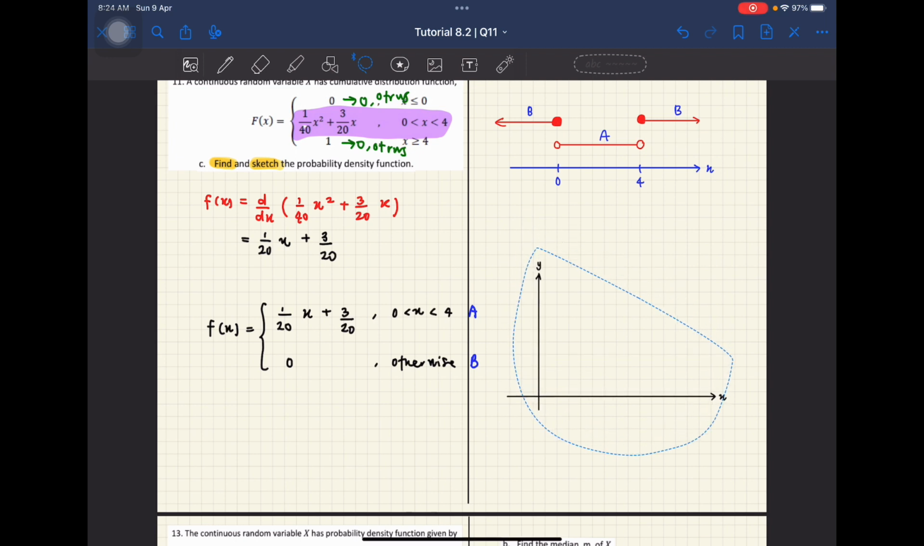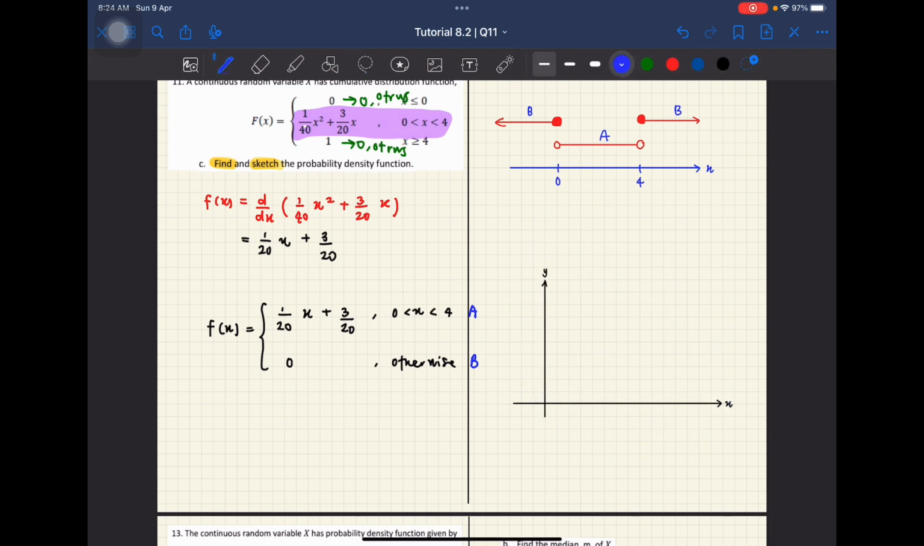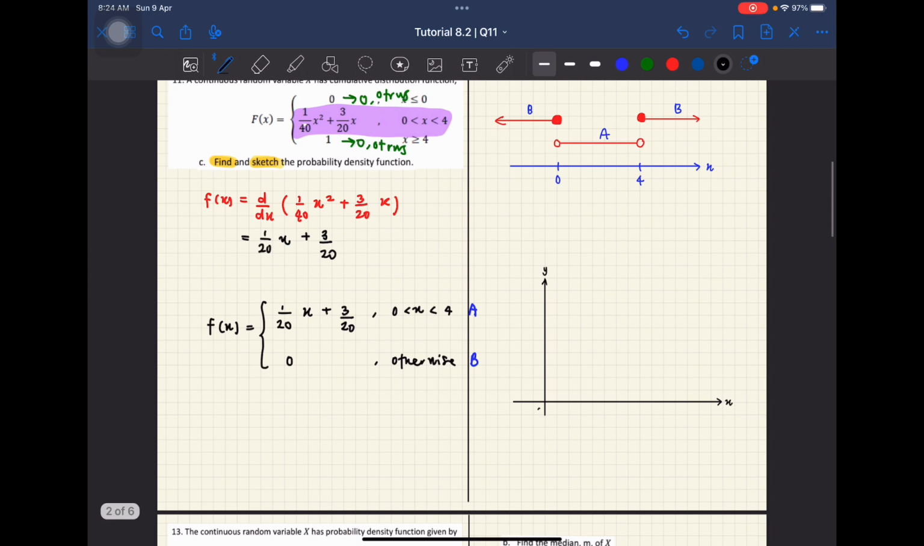Saya dah lukis siap-siap kita punya x and y axis. Okay, and then don't forget to put 0 as well over here. Okay, so sekarang kita masukkan dulu nilai yang pertama. Bila x equals to 0, masukkan dalam function B. Function B awak apa? Function B awak adalah kosong. So awak akan dapat kosong lah.